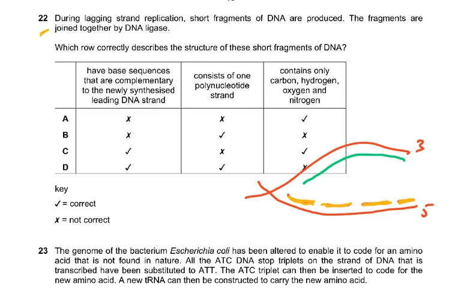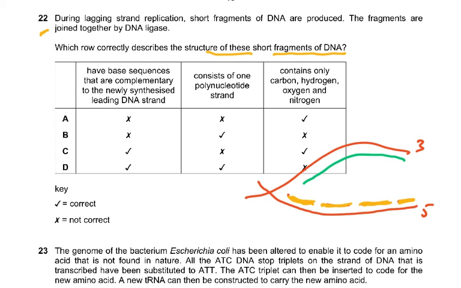Question number 22. It says during lagging strand replication, this is the lagging strand which I've drawn in yellow. Short fragments of DNA are produced. The fragments are joined together by DNA ligase. Which row correctly describes the structure of these short fragments of DNA, which are called Okazaki fragments? They have base sequences that are complementary to the newly synthesized leading DNA strand.